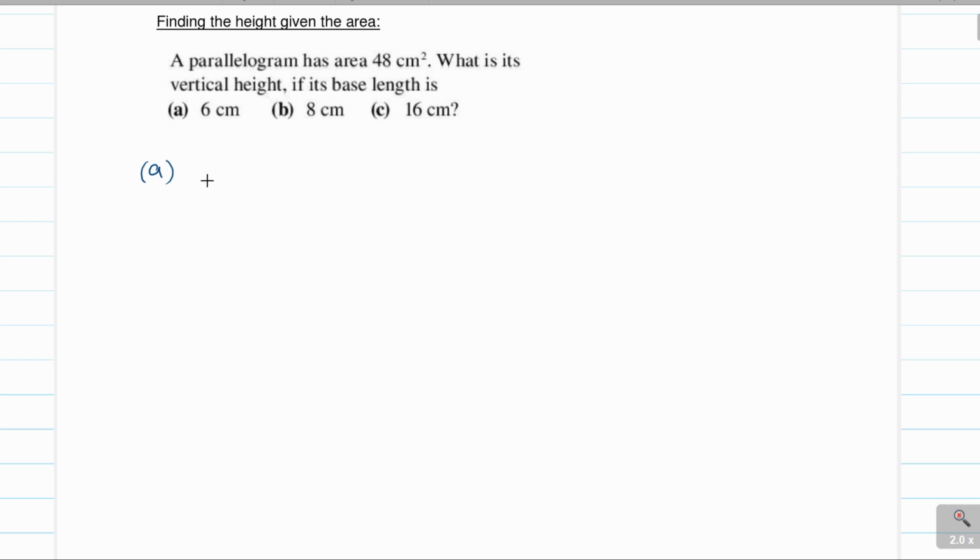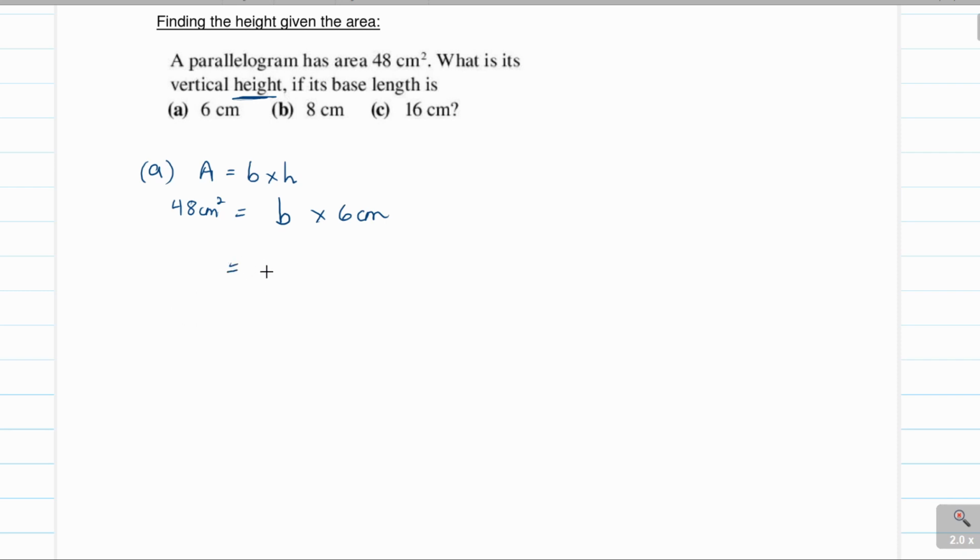So this parallelogram has an area of 48 centimeters squared. So here they gave me the area. Alright, so I know my area is base by height. What is its vertical height if its base length is, and A is 6? So I know my area is 48 centimeters squared. They told me that my height is 6 cm for part A, and I need to find the base.